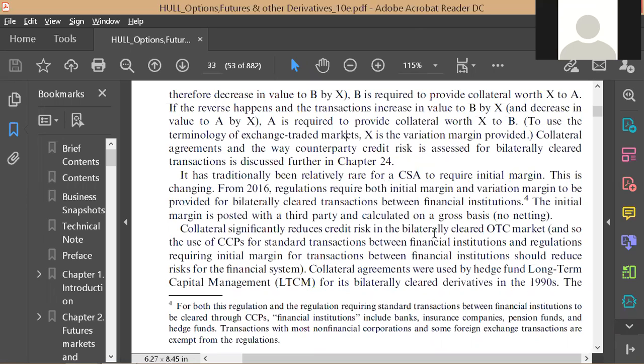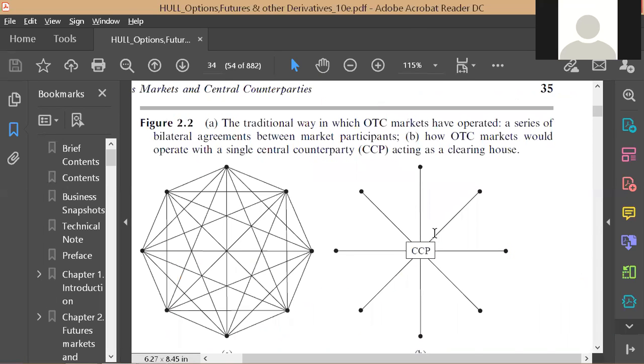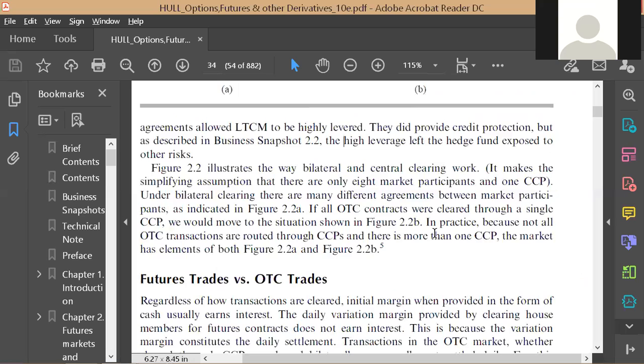You can read all this yourself. I'm not going to go into that. I want to just finish this chapter.